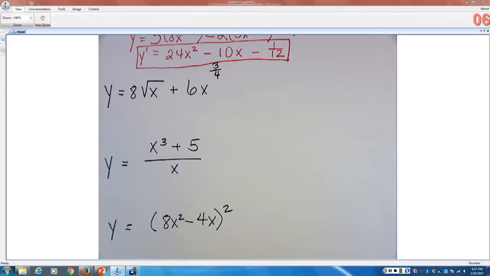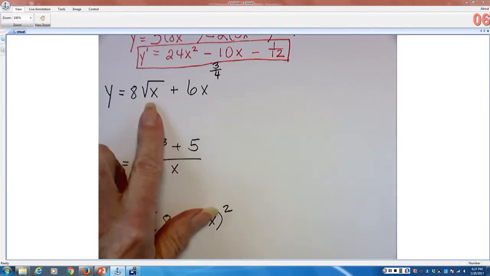Next problem is y equals 8 times the square root of x plus 6 times x raised to the 3/4 power. Now that 3/4 power is absolutely no different from using a whole number or anything else. You always just drop the power down in front. But in the square root of x case, we've got a little bit of a problem because we don't have a rule that says what to do with square root of x.